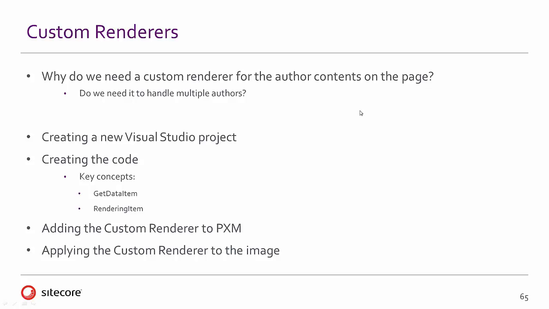So we're going to create the code. There are a few key concepts, including understanding the difference between the data item, that is the underlying content that you're trying to access, and the rendering item, and that is the properties of the text frame or image frame that you're displaying on the page. We're going to add those custom renderers to PXM to be used, and we'll be applying those custom renderers to the images and text frames on that page.